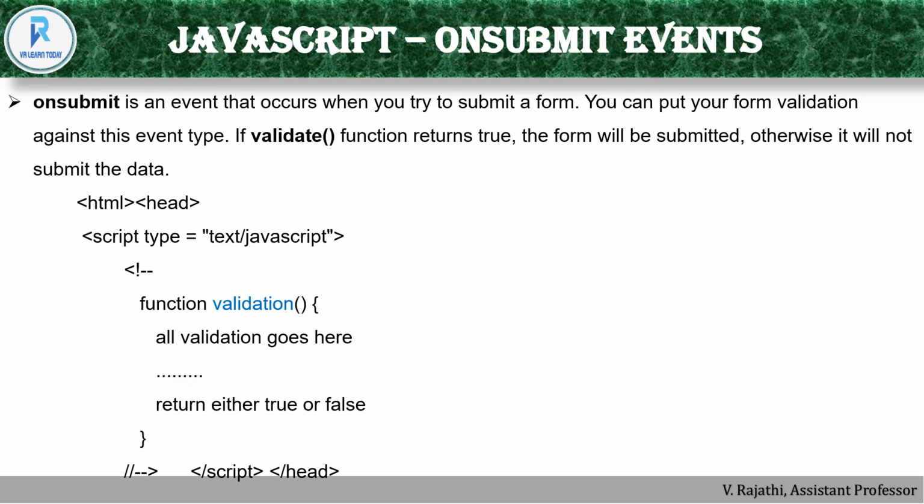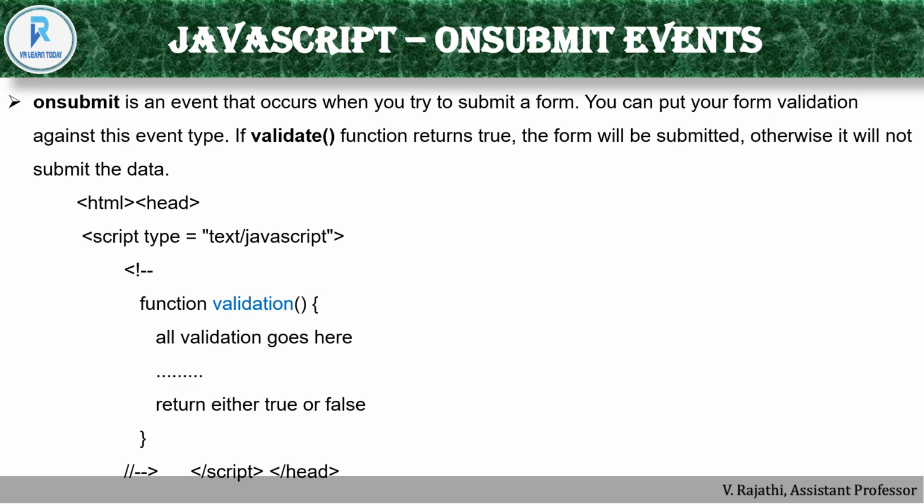Next, onsubmit is an event that occurs when you try to submit a form. You can put your form validation against this event type. So if the validate function returns true, the form will be submitted, otherwise it will not submit. So this is the example. The function is a validation function. Validation goes here, and the script can be placed in the body as well as the head.